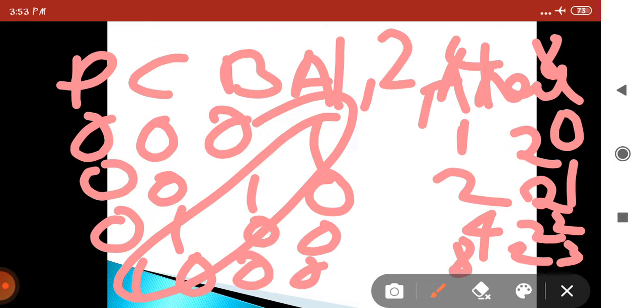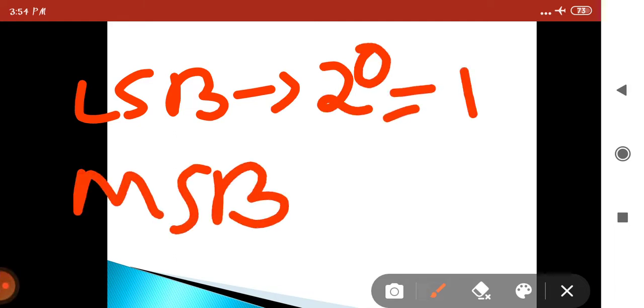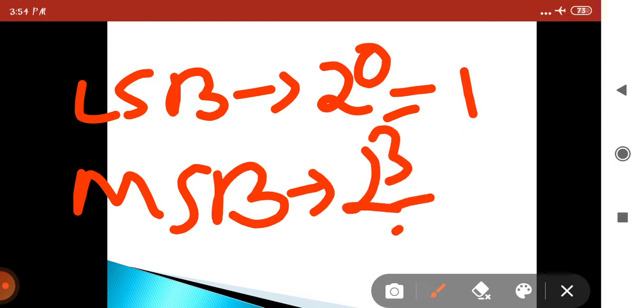This is the conversion of the binary signal into the analog signals. Yes, this is a converter. That's why the LSB, called the least significant bit, is 2 raised to 0 is 1. MSB is 2 raised to 3 equals 8.